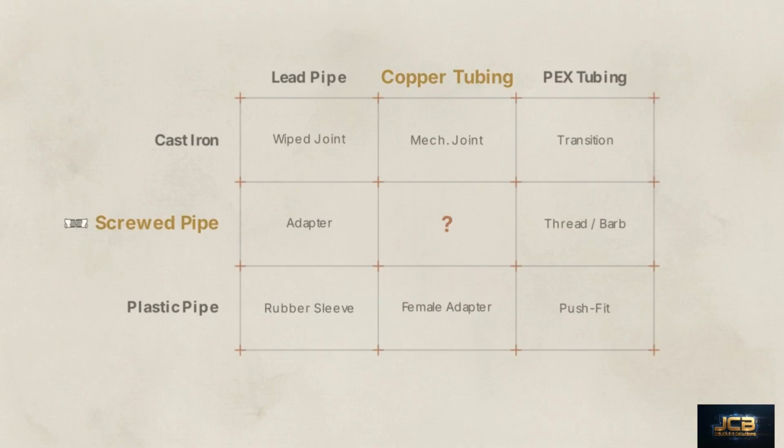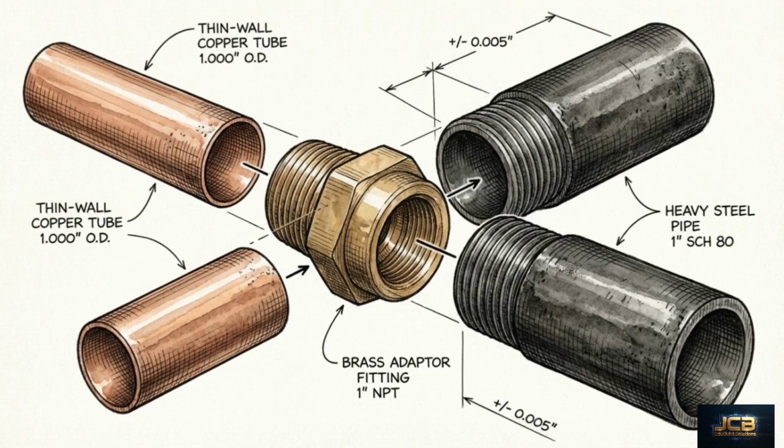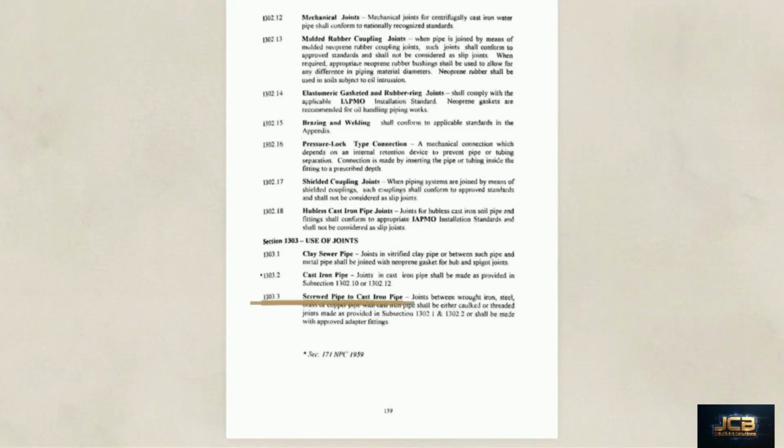This compatibility matrix highlights a vulnerable point in any plumbing system, the transition between dissimilar materials, where engineering variables multiply. When connecting thin-walled copper tubing to a thick-walled threaded pipe, you are required to use approved brass adapter fittings to bridge the mechanical gap. To transition wrought iron, steel, brass, or copper pipe into cast iron piping, the connection must be secured using either a caulked joint or a threaded joint with approved adapter fittings.